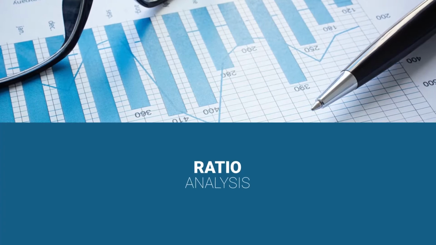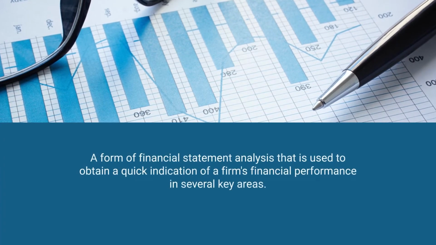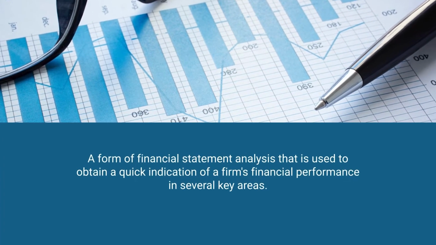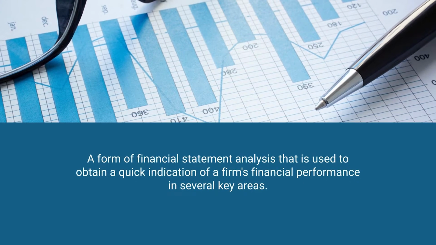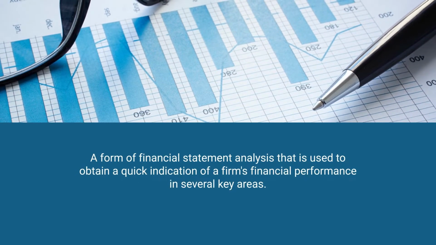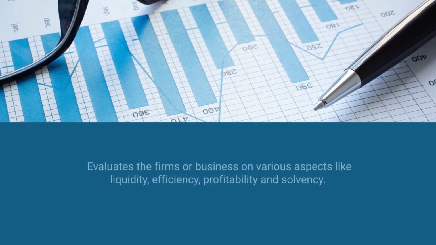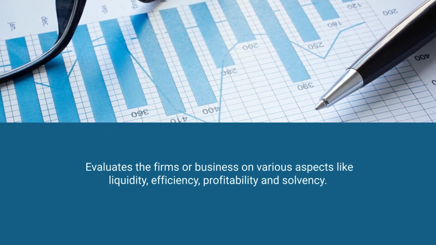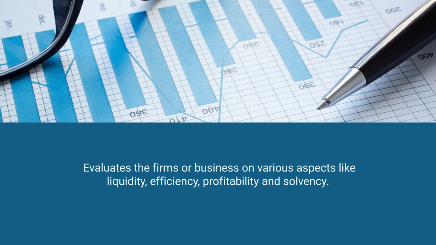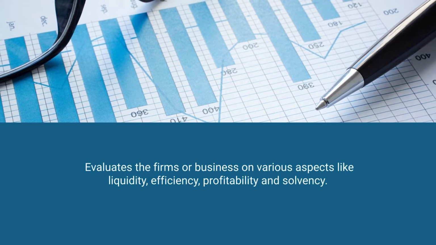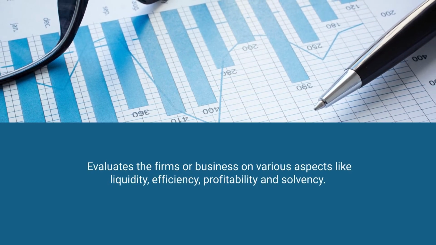Next important report which comes under Tally ERP9 is ratio analysis. It is a form of a financial statement analysis that is used to obtain a quick indication of a firm's financial performance in several key areas. It will help you in evaluating the firm's or business on various aspects. These aspects can range from liquidity, efficiency, profitability to solvency.